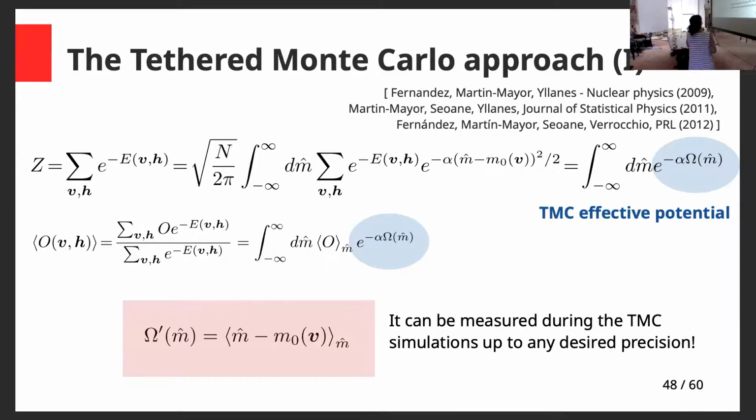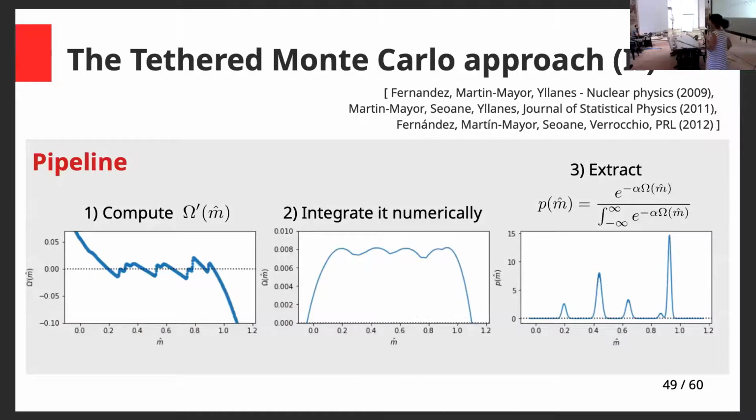The nice thing about the tethered method is realizing that this effective potential can actually be computed in the simulation by computing its derivative with respect to M. If you compute it, it is going to be the difference between the constraint and the actual value. So if we have the derivative, you can integrate it, obtain the potential, and recover everything up to the precision you want, depending on how long you ran the simulation. So the idea is: we compute the gradient, we integrate it, and obtain minus the potential, and you can recover the probability function.